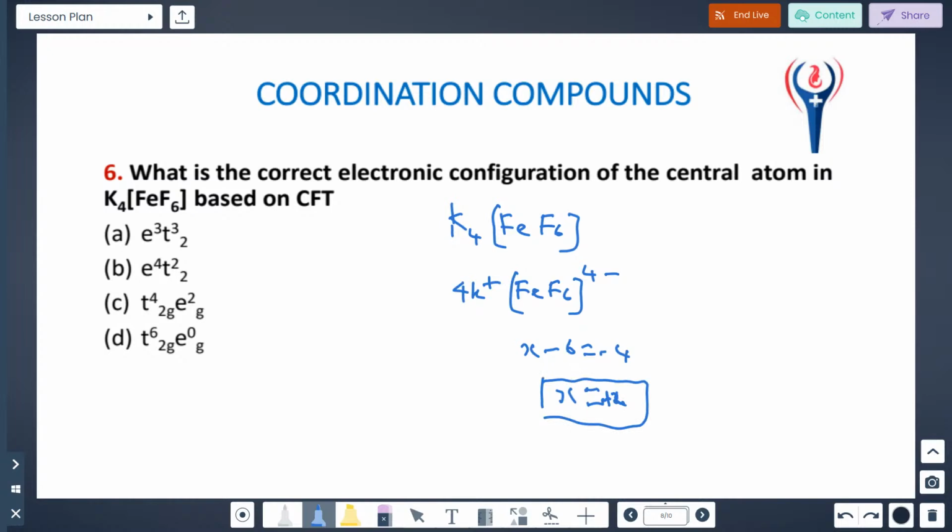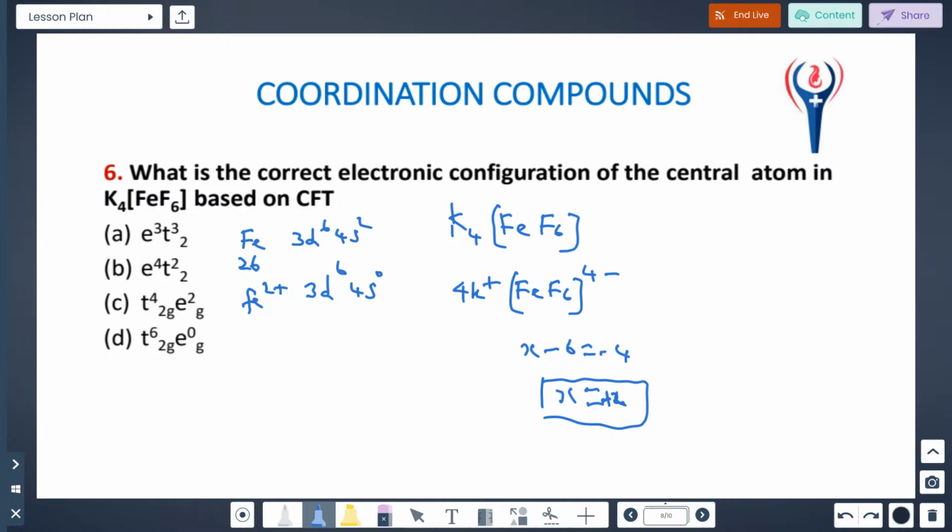Suppose here for iron, the atomic number is what? 26. So it will be 3d6 4s2, the outer electronic configuration. But Fe2+ is what? 3d6. 2 electrons will be lost, no? So 4s0. Are you following? Okay.